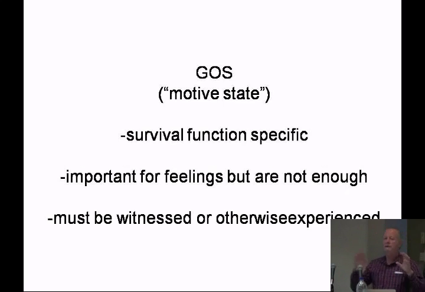But I don't think that these states themselves, this was sometimes called a motive state in the older literature, I think Bindra here from McGill had this idea. But they're not enough for a feeling. I think a feeling has to be witnessed or otherwise experienced, and in order for that to happen, you have to have a brain that's capable of witnessing its own activity, its own state.